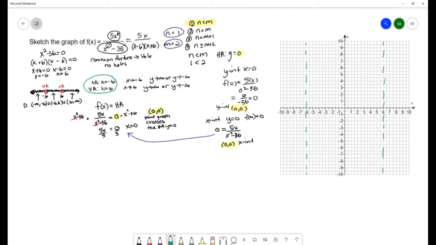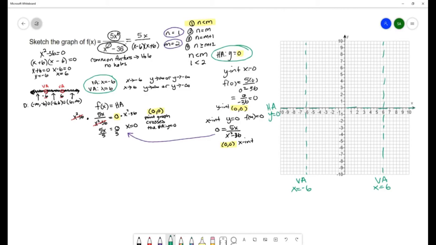We also have found that this function has a horizontal asymptote at y equals 0, and that is right on top of the x-axis. Let me label these. We have a vertical asymptote at x equals -6, a vertical asymptote at x equals 6, and a horizontal asymptote at y equals 0.